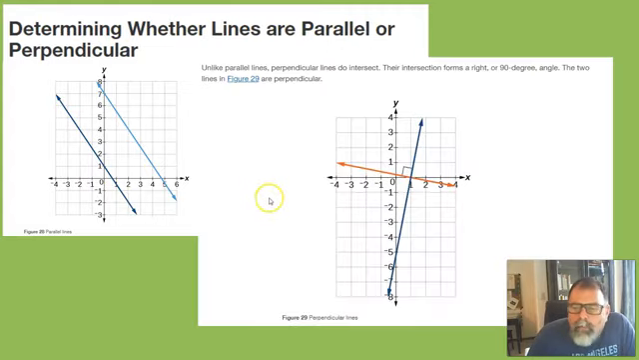All right, and then perpendicular lines. Parallel lines do not intersect, perpendicular lines do. And they intersect specifically to form a right angle. That's the definition in geometry. Now what we're going to talk about in algebra is you look at their slopes, and the slopes are what we call negative reciprocals of each other.